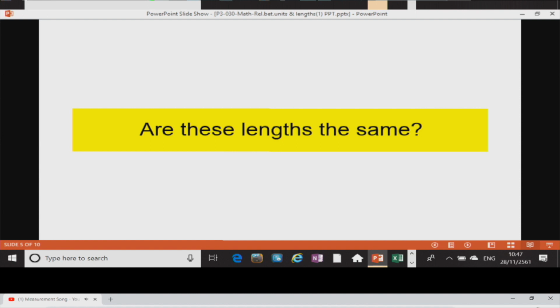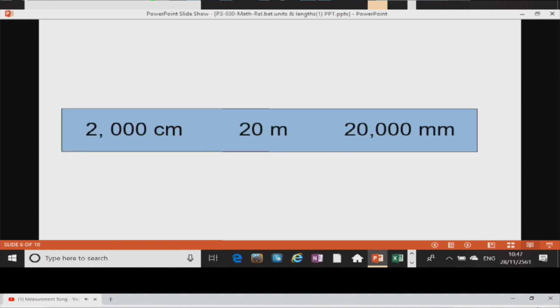So let's have a look. Tell me, are these lengths the same? We're going to have a look. 2,000 centimeters. 20 meters. 20,000 millimeters. Are these lengths the same? Yes, because 2,000 centimeters equals 20 meters, and 20 meters is 20,000 millimeters. Okay?